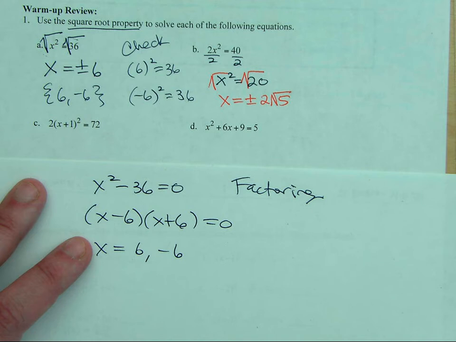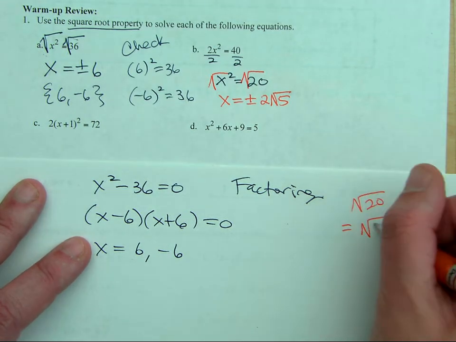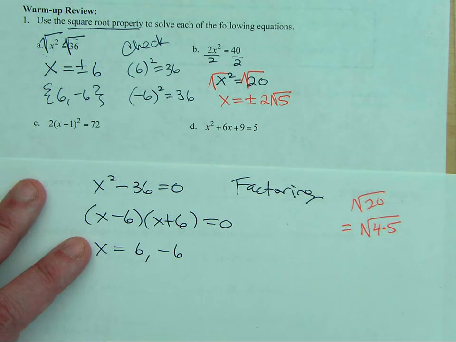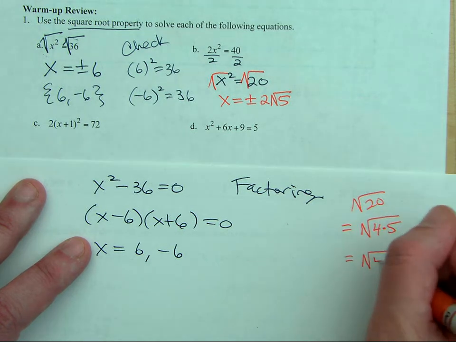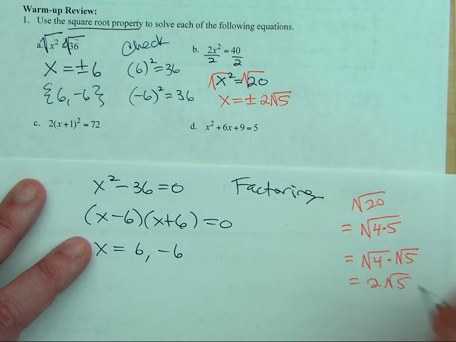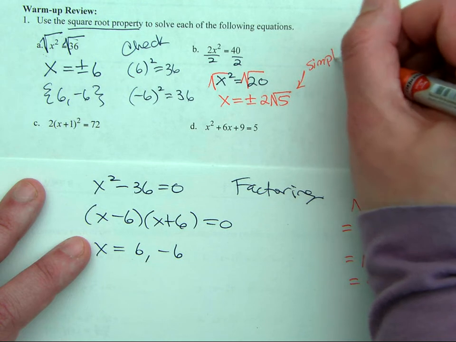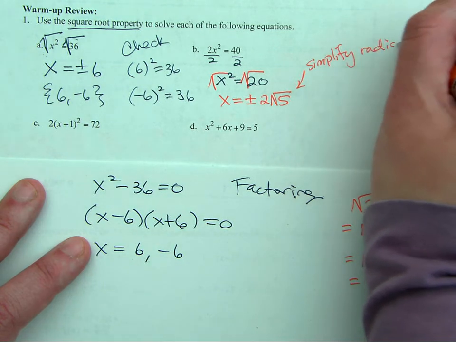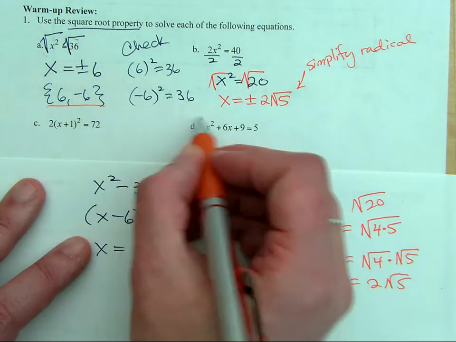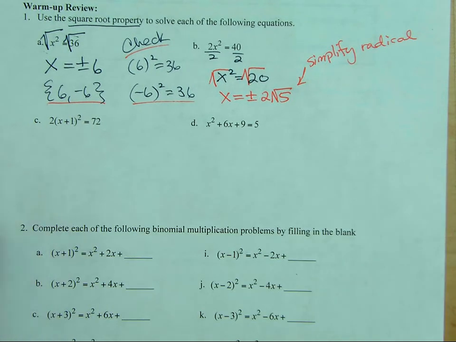Does everybody know where I got 2 radical 5? That's a little bit of a review too. So let's think about the square root of 20 is equal to the square root of 4 times 5. 4 is a perfect square, right? So this is technically the same thing as the square root of 4 times the square root of 5. And here you get 2 radical 5. We call that simplifying the radical. And just to save time, I'm not going to do the set notation or the checks, but just so you know, if you're solving, you do want to do that.